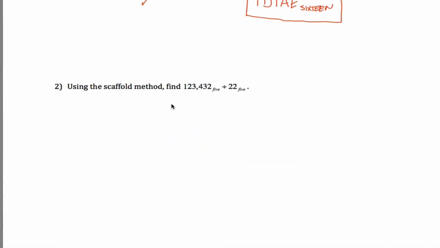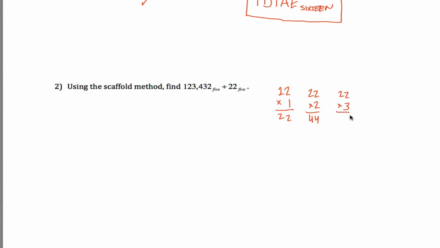Use the scaffold method to divide these two numbers. When you're using the scaffolding method, what you want to do is first make this little key. That 2, 2 times 0 is just 0. 2, 2 times 1 is 2, 2. 2, 2 times 2 will be 4, 4. 2, 2 times 3, well, 2 times 3 is 6.